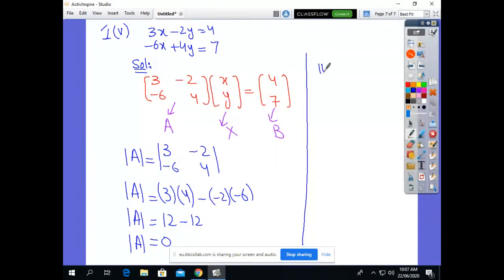Here, the determinant of matrix A is equal to 0. Therefore, the solution is not possible.